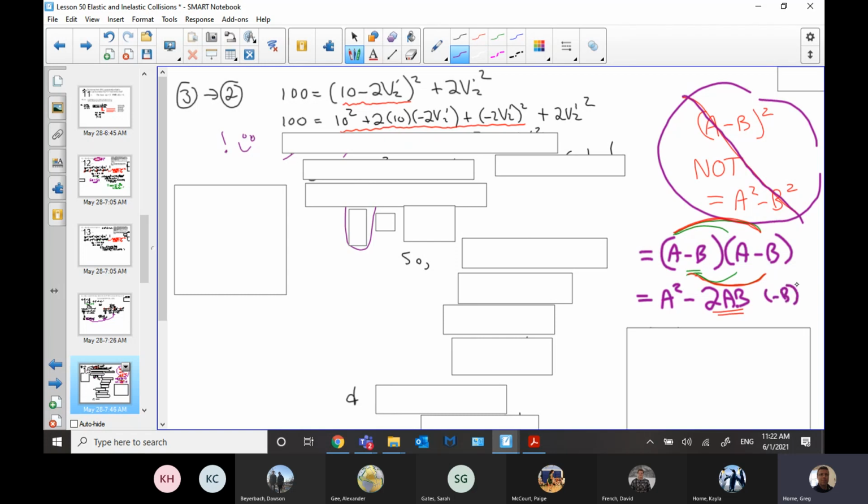It's a little awkward because I have a minus in this case, but I'm just trying to show you what we really have. But notice how minus B squared is going to give you a positive B squared, right? So long story short, you end up with this. We got the 10 squared. We've got the first times the second times 2, which comes from this logic. So we got the 2 times the 10 times the minus 2 v2 prime. And then we have the negative 2 v2 prime squared.